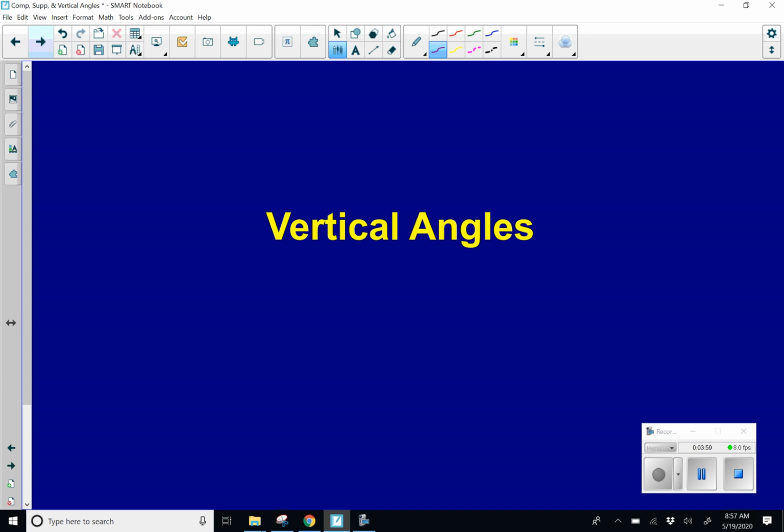Okay, the next skill is vertical angles. Remember, vertical angles are what are formed when we have intersecting lines. They are angles that are going to be directly across from each other, or opposite each other.